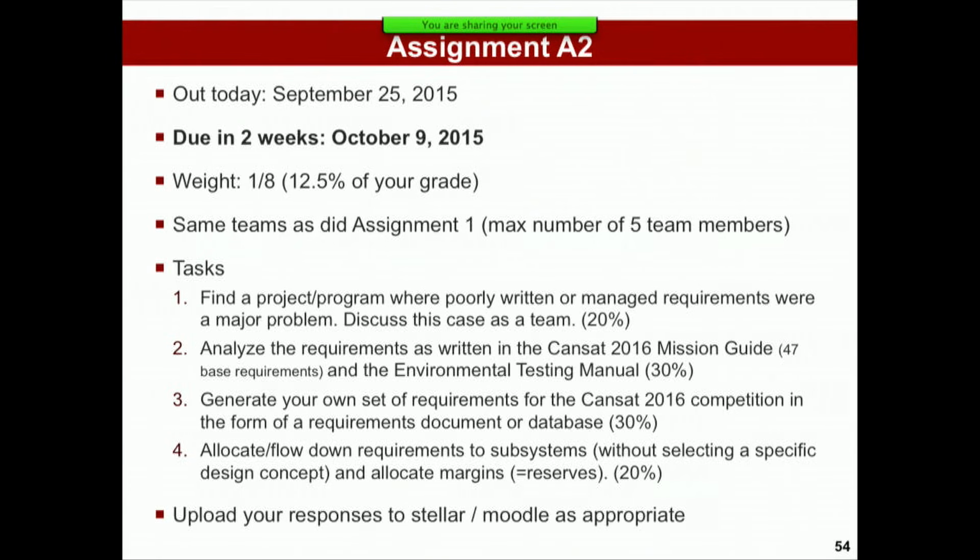So you're going to either rewrite or reorganize these requirements in a way that's better and that works for you as a team. And then the fourth requirement is to figure out where you want your margins. Where do you think you need to have reserves and margins in these requirements? Okay, so it's very much looking and reorganizing and critically analyzing the CANSAT 2016 requirements set.